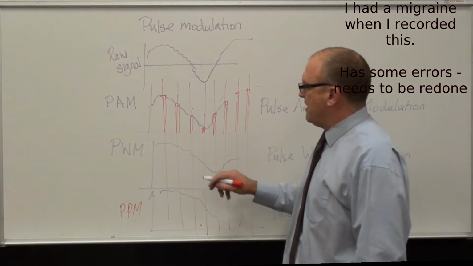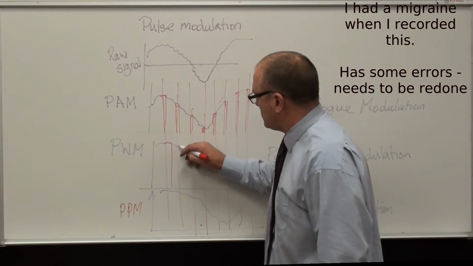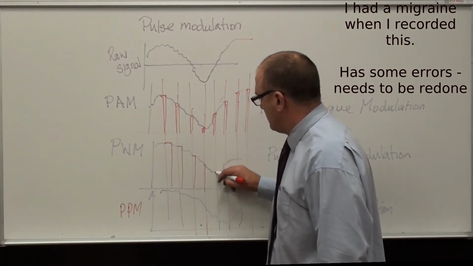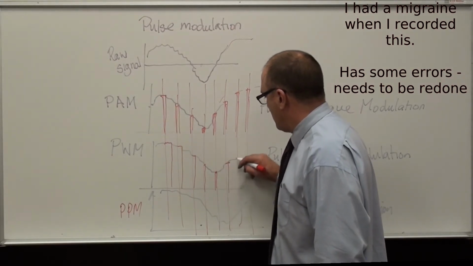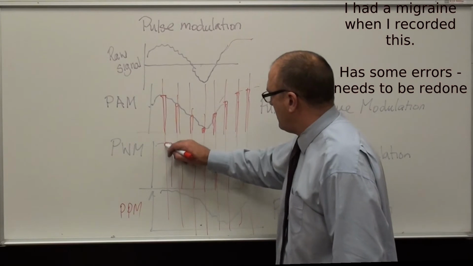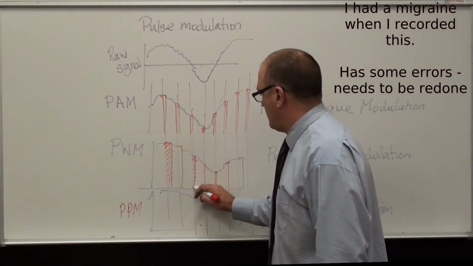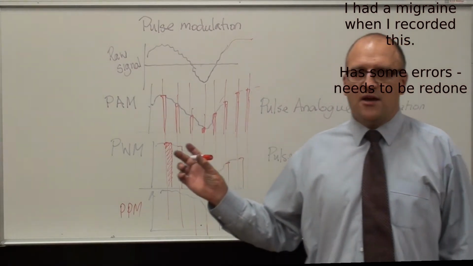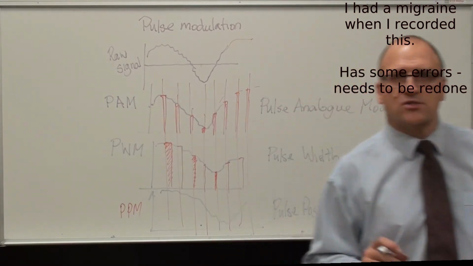Pulse width modulation, if it's high frequency, send through a wide pulse. As the frequency gets smaller, send through a narrow pulse. As it increases, make it wider. So they modulate the width of the pulse. Louder it is, the wider the pulse, the quieter it is, the smaller the pulse.